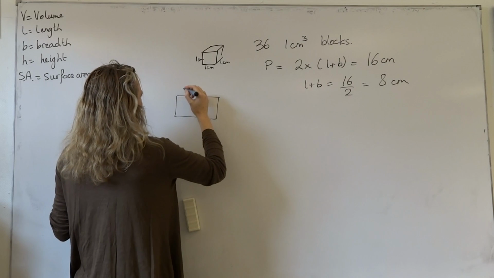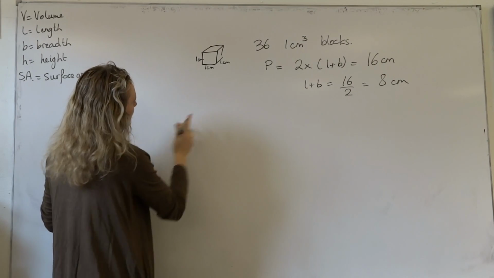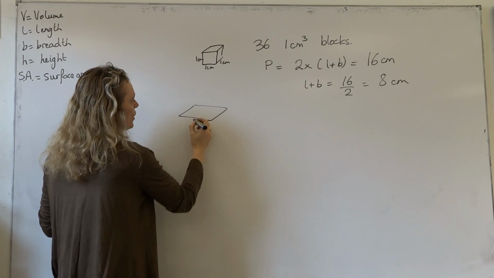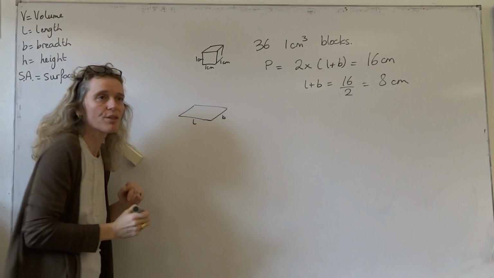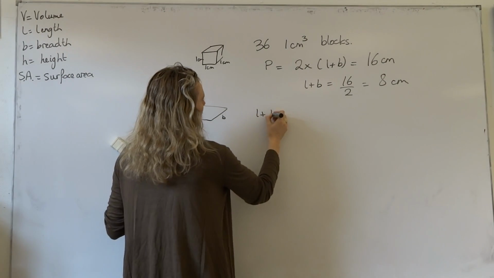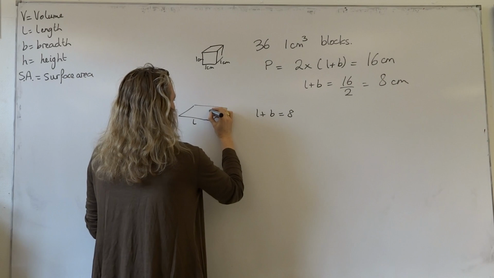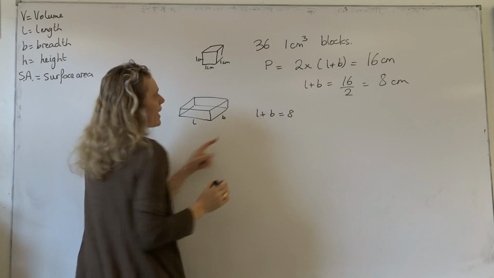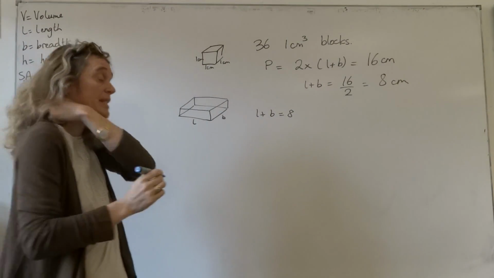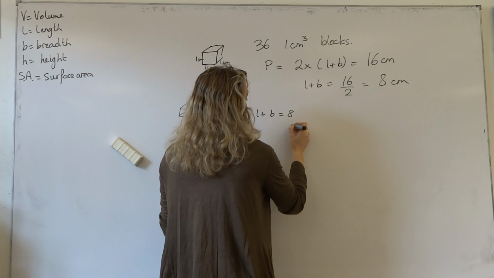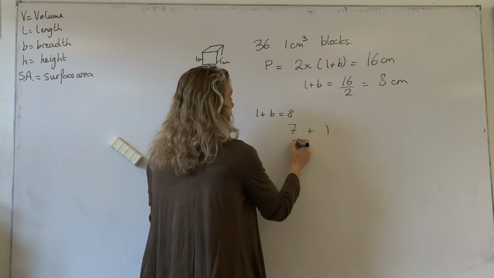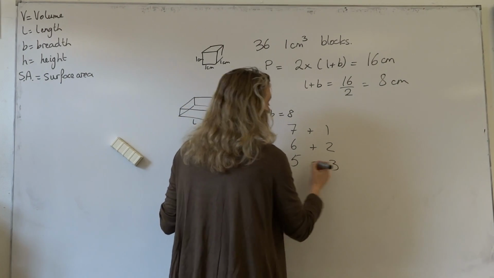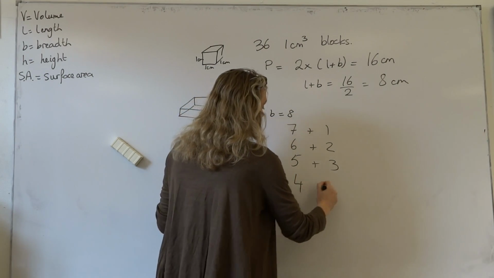So we're making a block, or a rectangular block. We don't know the height of it. But we do know that the length plus the breadth, L plus B, equals 8. And we don't know the height. So we have to think of, okay, what are the different ways we could get 8 from 2 different numbers adding together? Well, we could get 8 from 7 and 1. We could get it from 6 and 2. We could get it from 5 and 3. And we could get it from 4 and 4.